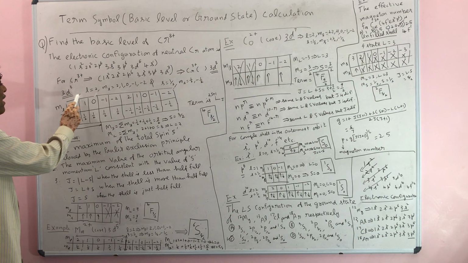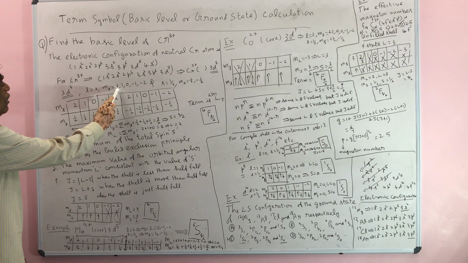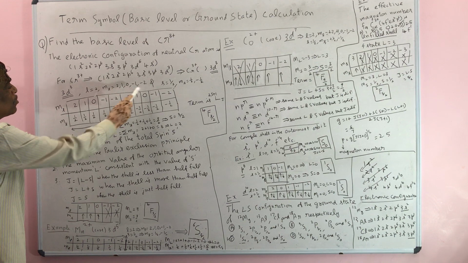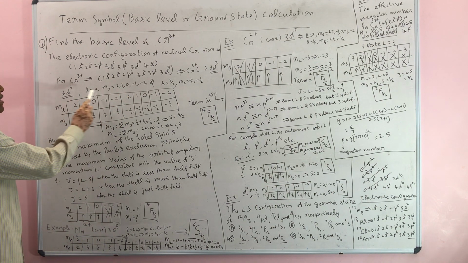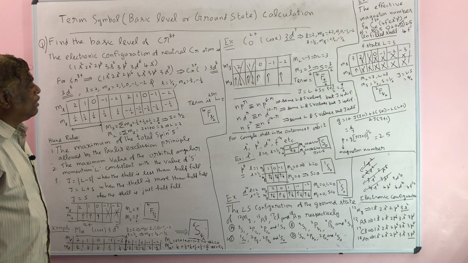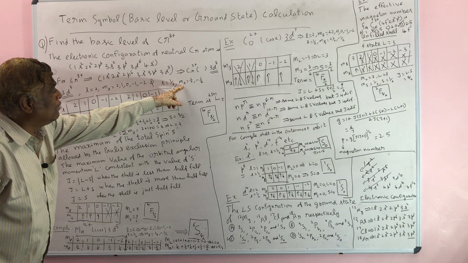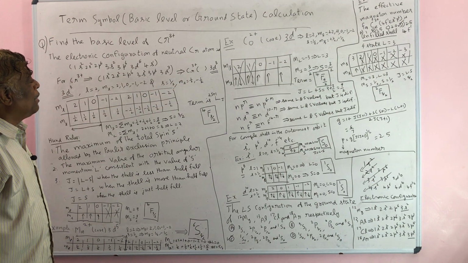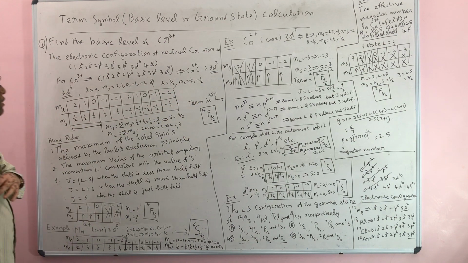Now for the d state, l is equal to 2 and ml varies from 2, 1, 0, minus 1, minus 2, that is, plus l to minus l. And s is equal to half. The ms value, the spin magnetic moment quantum number, is equal to plus half and minus half.